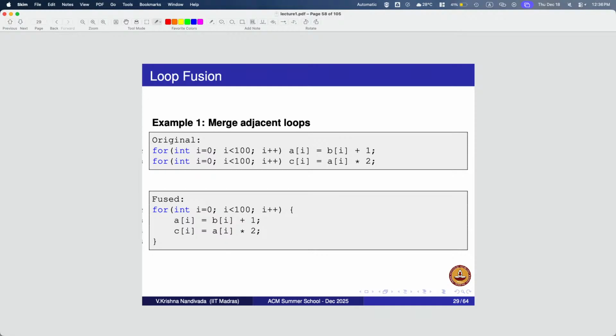So to do loop fusion, again I have to be careful. I cannot always do loop fusion just because these two are matching.